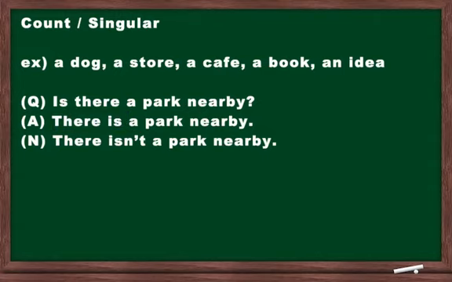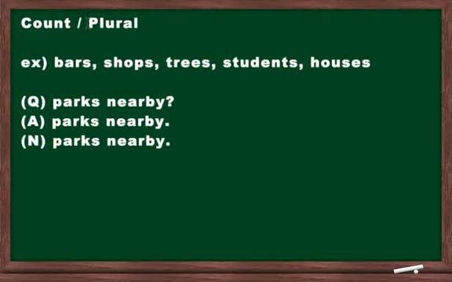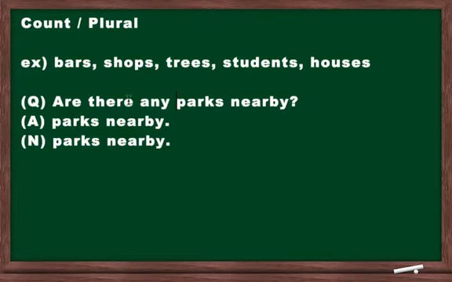Okay, so now let's look at count plural. So that means you can count more than one, and when something is plural, it has an S. So we have bars, shops, trees, students, houses, etc. So if you're going to make a question, then you would say, are there? Make it plural, and because it's a question, any. Are there any parks nearby?